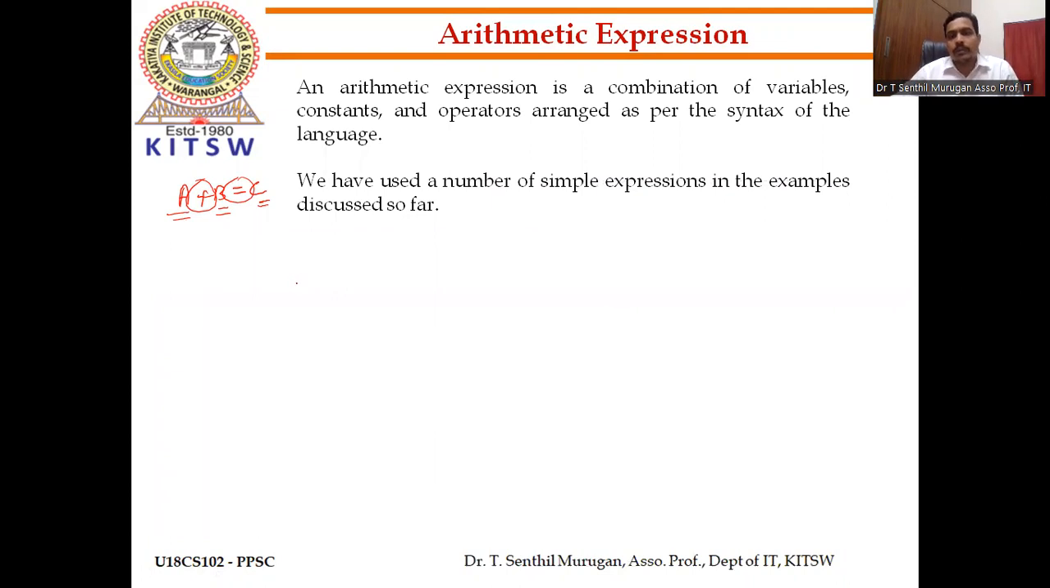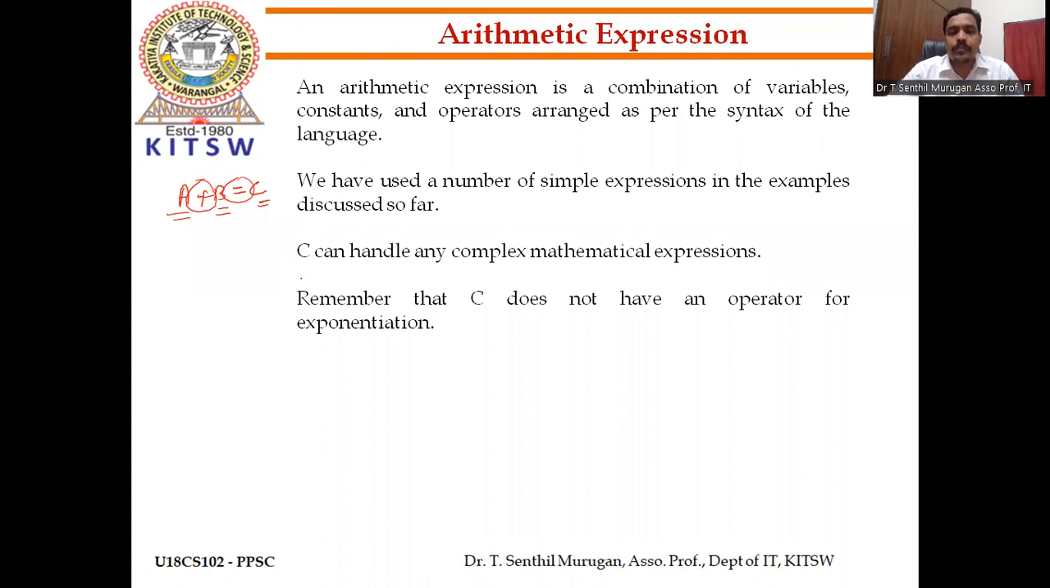We have used a number of simple expressions in the examples discussed so far. In previous video lectures, we already discussed how to use expressions. Even the C language can handle complex mathematical expressions, meaning lengthy expressions or complex operations. But remember that C does not have an operator for exponentiation. The exponential operator is not used in the C language.